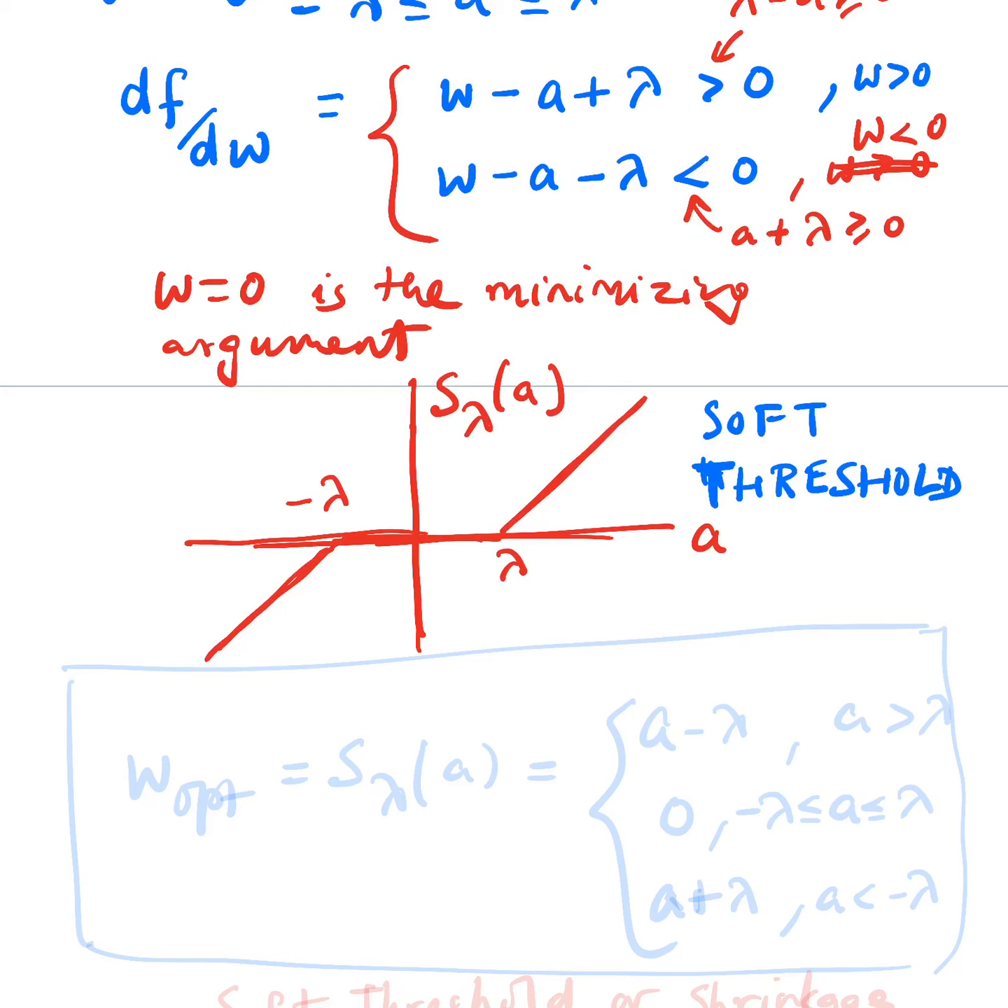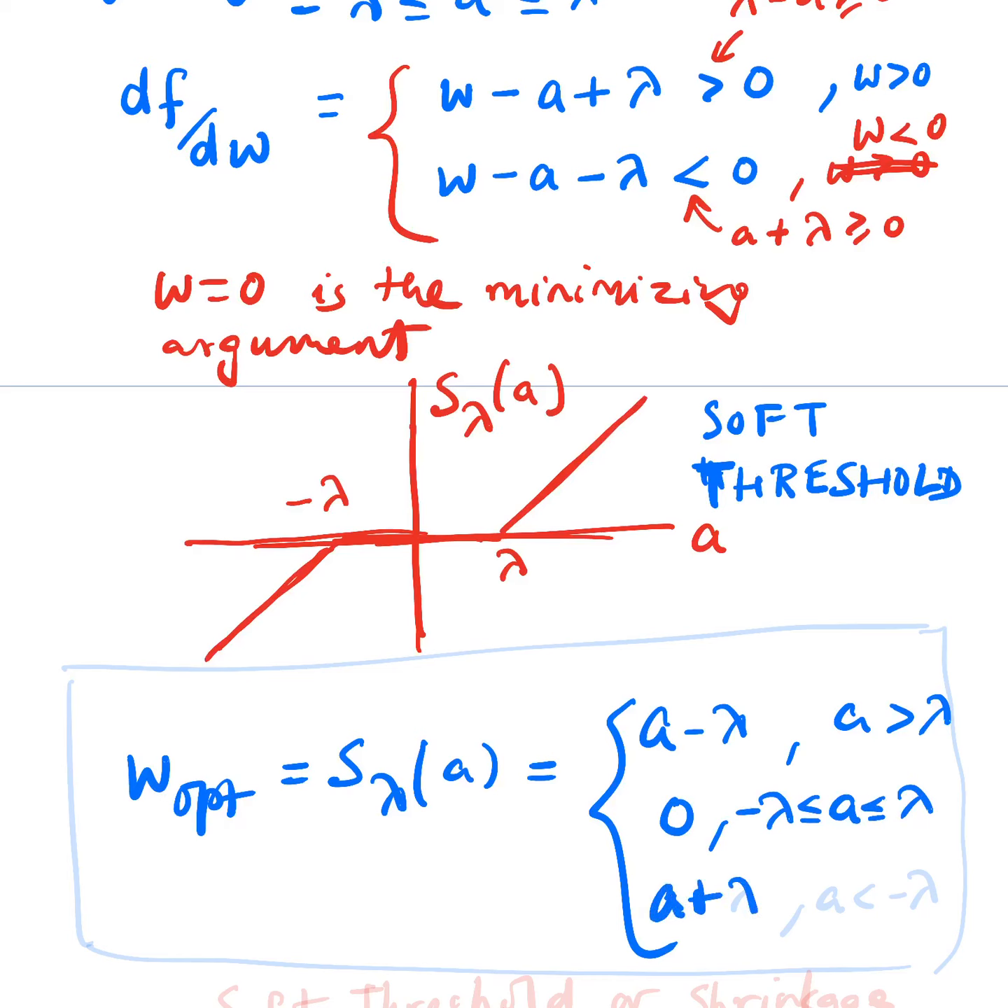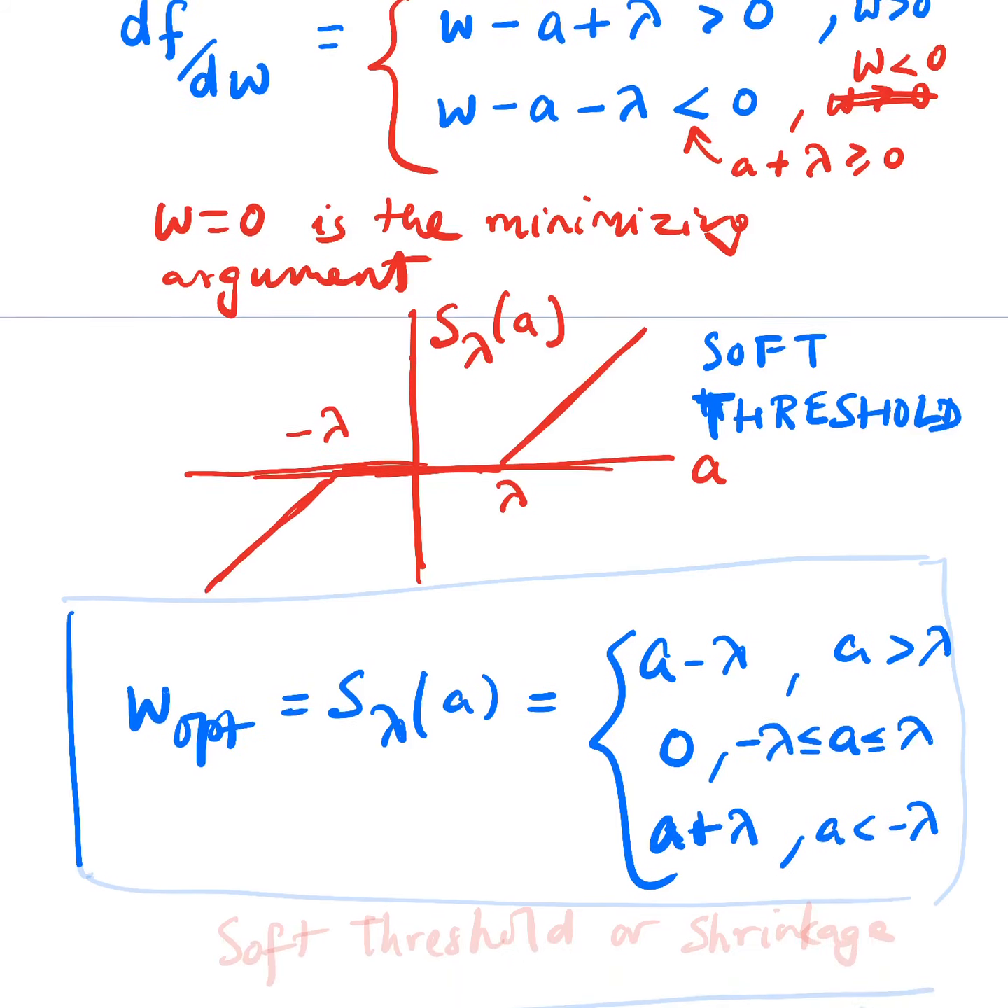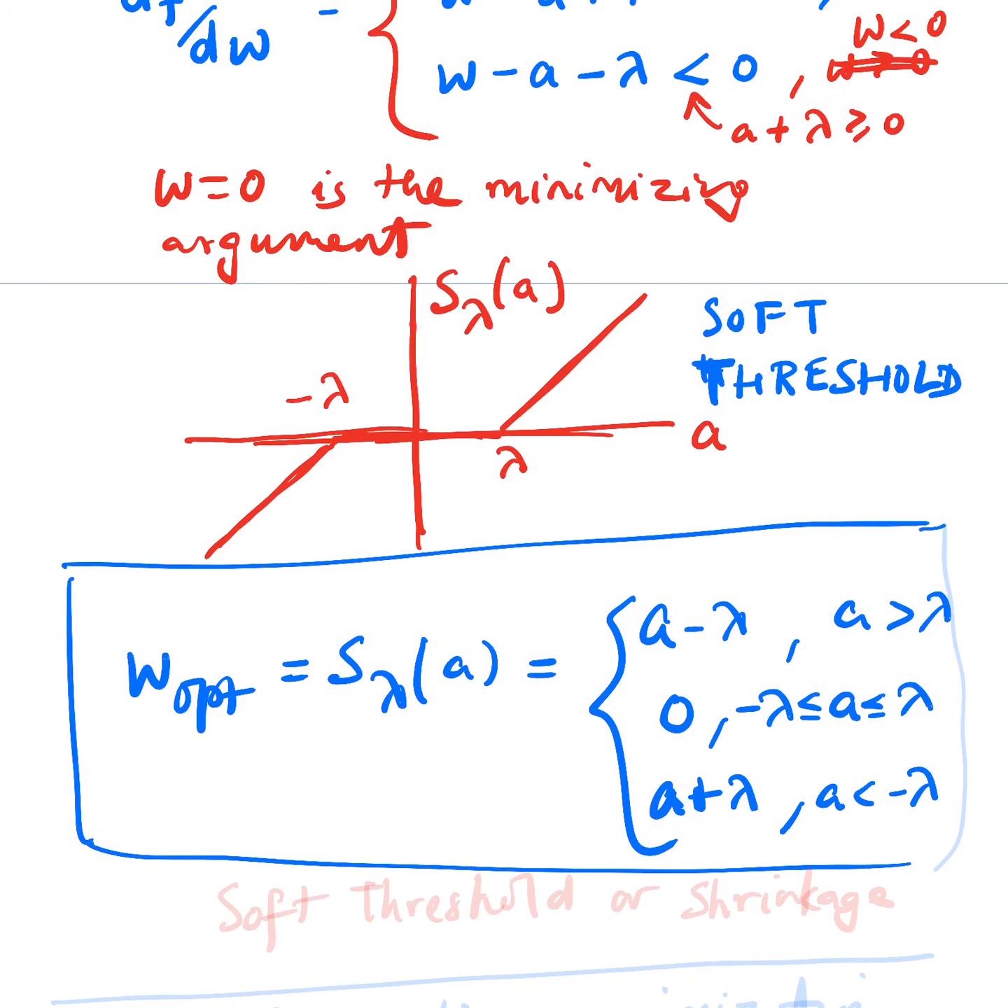So just to summarize, w opt in that scenario is s lambda of a, which is a minus lambda for a bigger than lambda, 0 for minus lambda less than or equal to a less than or equal to lambda, and a plus lambda for a less than minus lambda. Okay, so this is my soft threshold operation. It's a very useful thing to have under our belt.